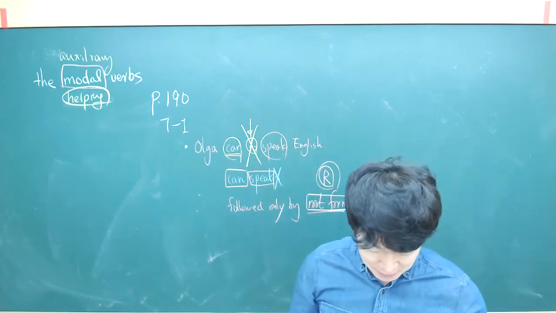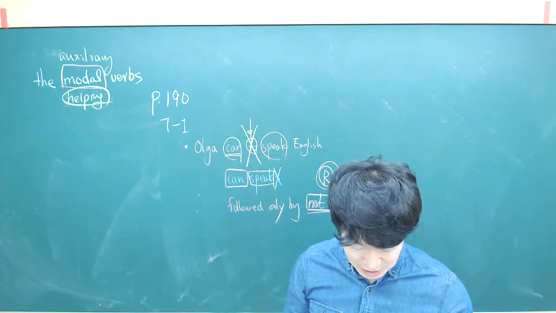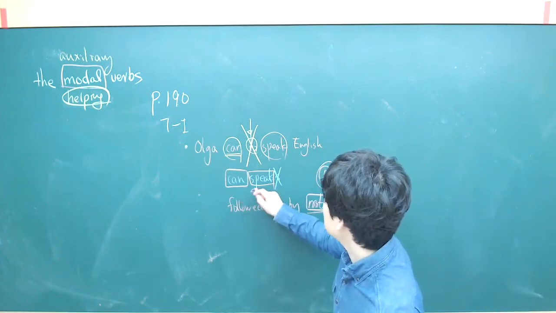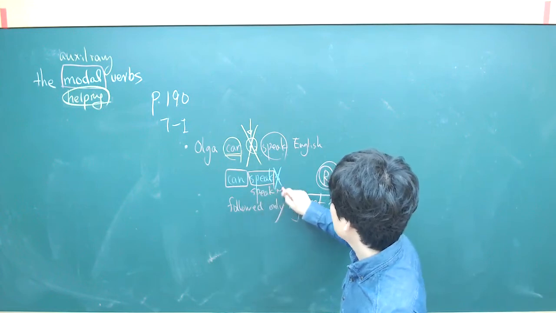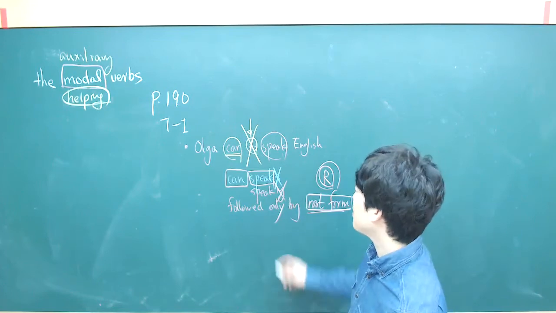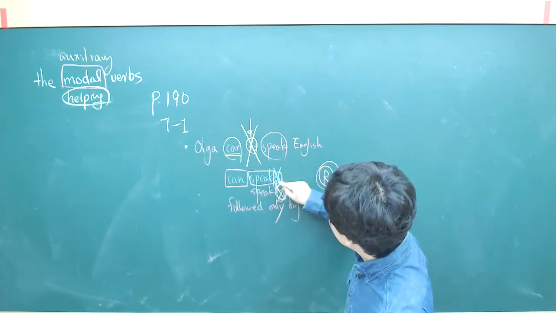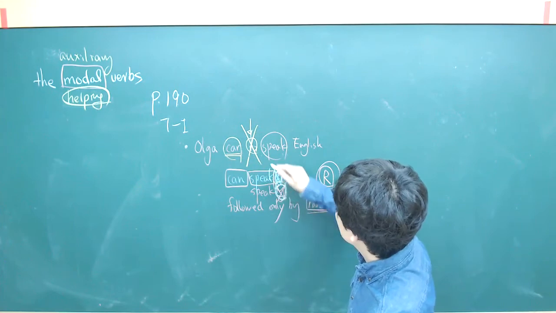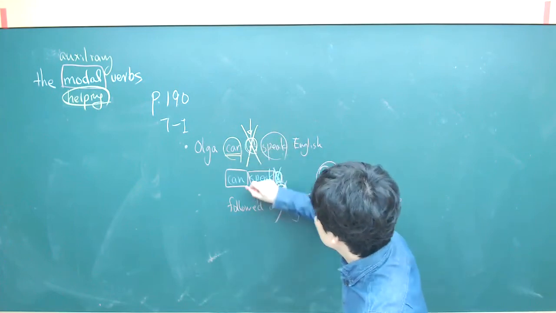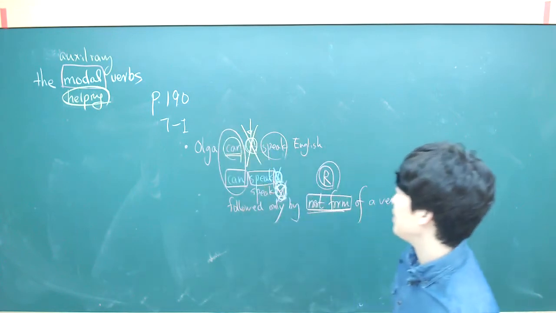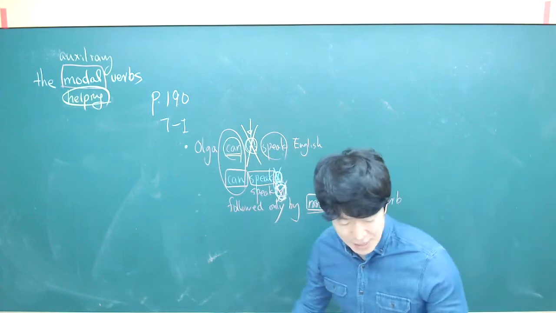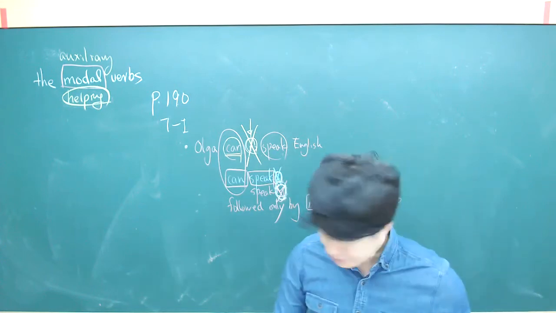Okay, and the main verb is not in its ing form. Olga can speak English. "Can speaking" is never allowed. You're not allowed to use s or ing or to in front of the main verb because we already use a modal verb here. Yeah, that's the rule. That's 7-1, and exercise 2.